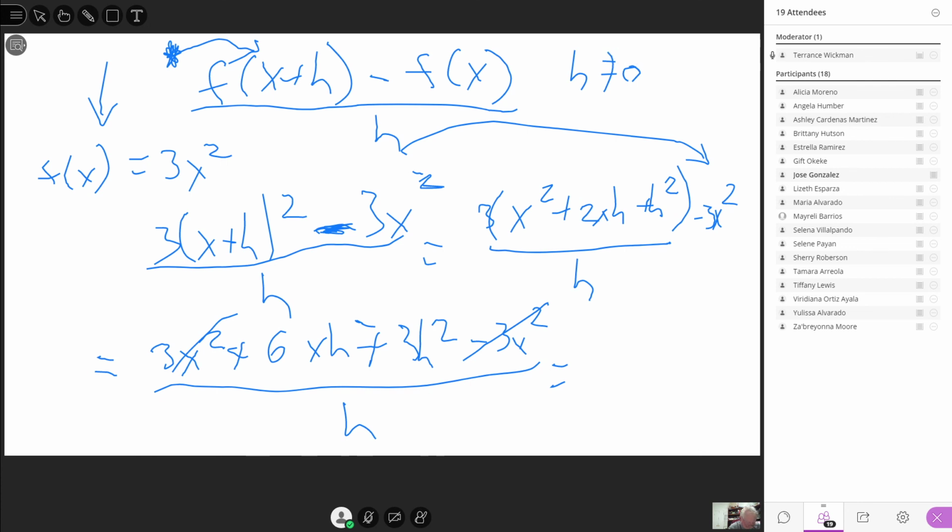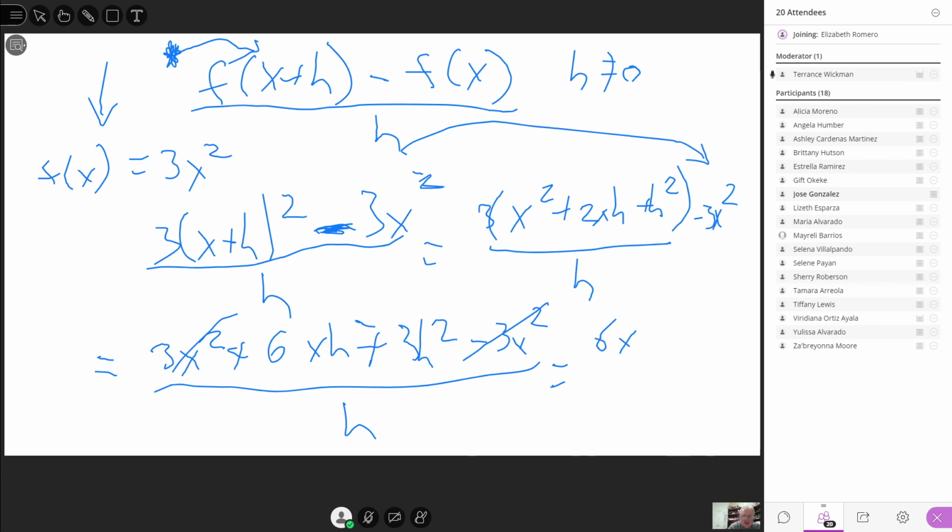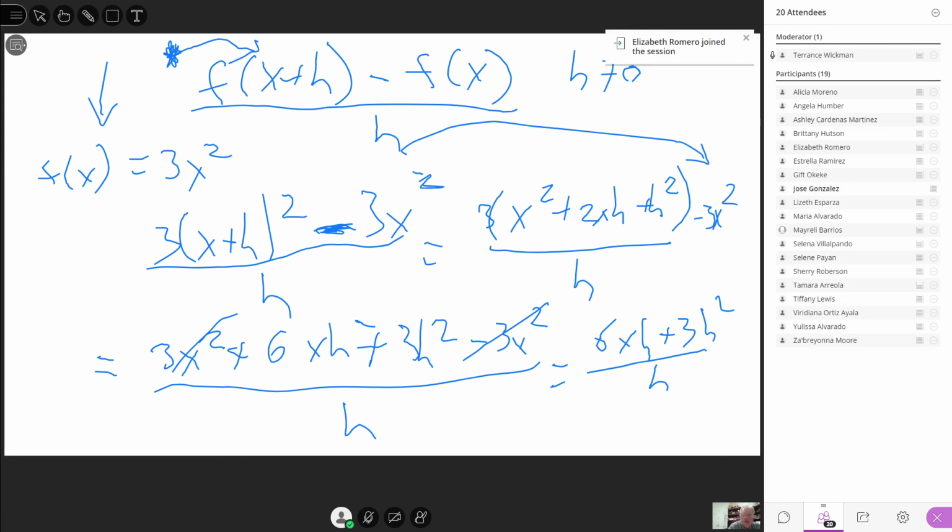That's going to give us 6xh plus 3h squared all over h. Simply cancel the h's, and you get 6x plus 3h. And you can factor out a 3 in that, and you're going to get 3 times 2x plus h. And that is the last one, and that is 14.